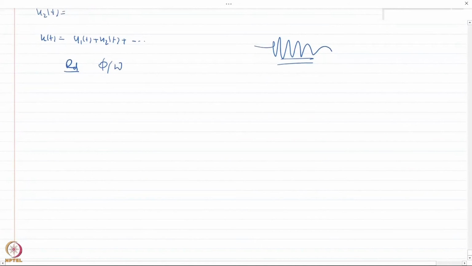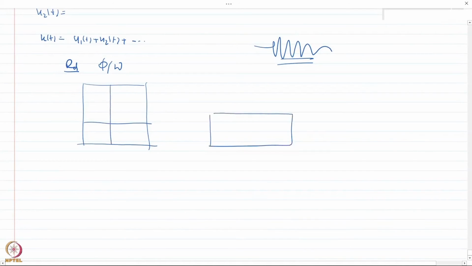And that we can do if you remember the plot for R_d and phi by omega. If you remember, for different values of damping, it looks like this.